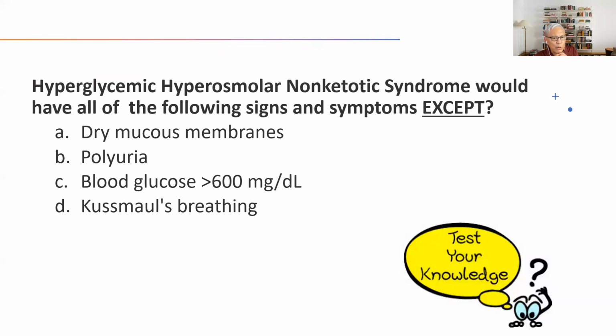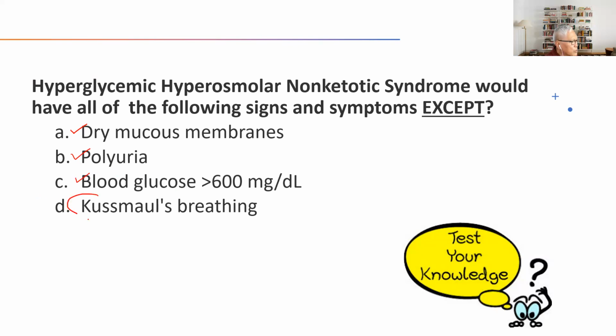Hyperglycemic hyperosmolar non-ketotic syndrome would have all of the following signs and symptoms except. All right. So would we have dry mucous membranes? We'll just answer it together. Yes, because you remember we have dehydration. All right. Would we have polyuria? Yes. And would we have a blood glucose above 600? Yes.